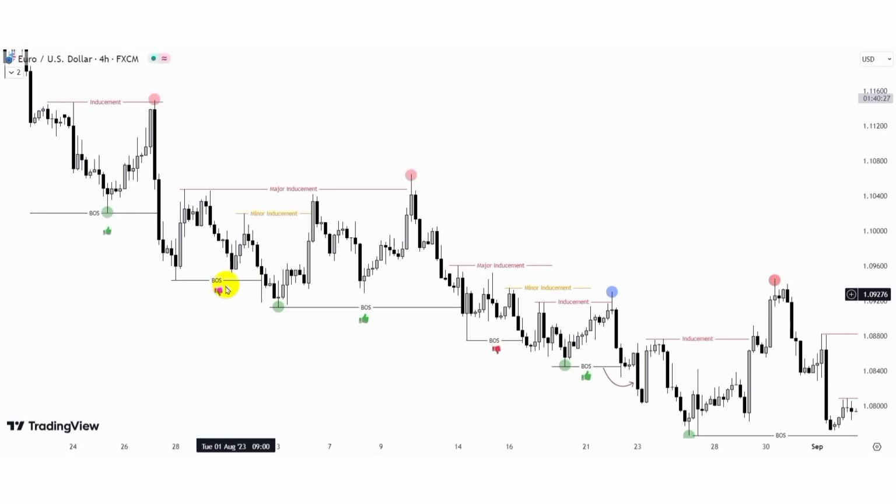So this is not actually a break of structure. This is where we actually have the ideal break of structure. This is just price taking out this swing low, not yet establishing a valid lower low. This is where we have a valid lower low that has been broken.